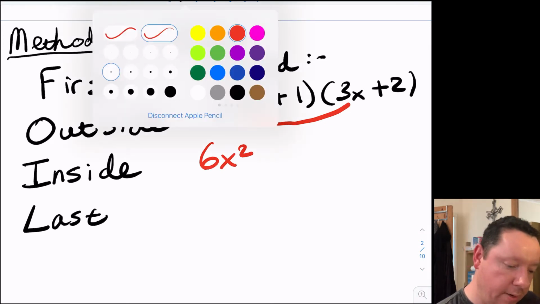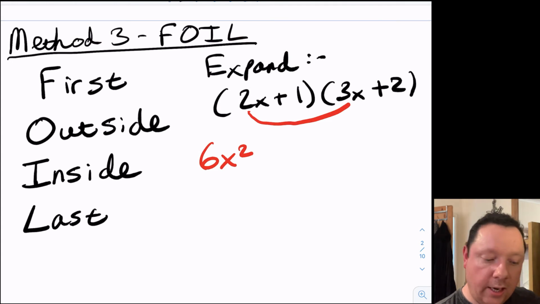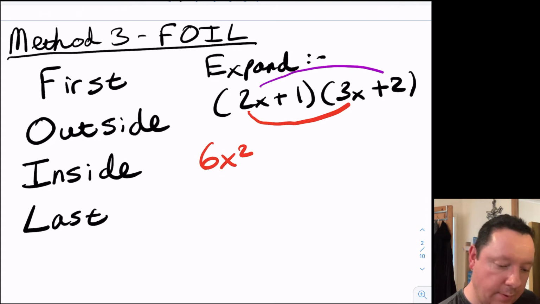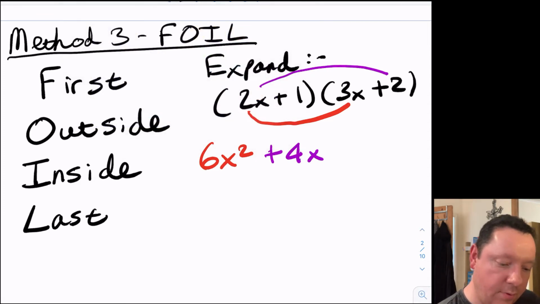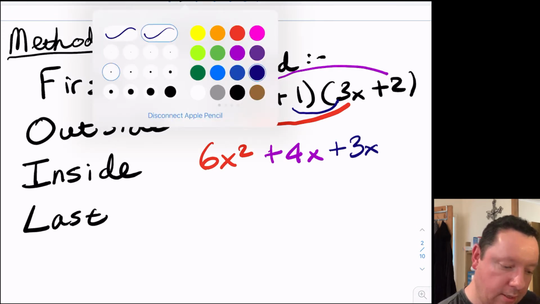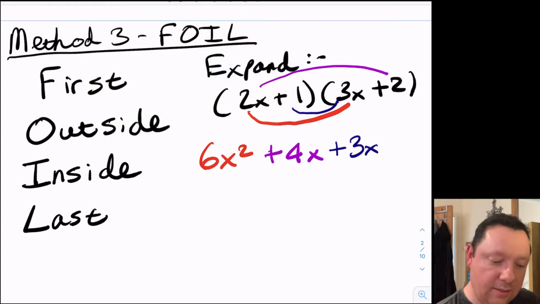Outside, I'll use a different coloured pen. Outside means times the outsides of the brackets, so the 2x and the 2, the outside ones. So it's 2x times 2 in this case, and I can write down plus 4x. Inside is the inside of the brackets, so it's a 1 and a 3x on the inside, so it's 1 times 3x, which is 3x. And then, last but not least, the one that said last, it's the last things in each bracket, so it's a 1 times a 2, which is 2.